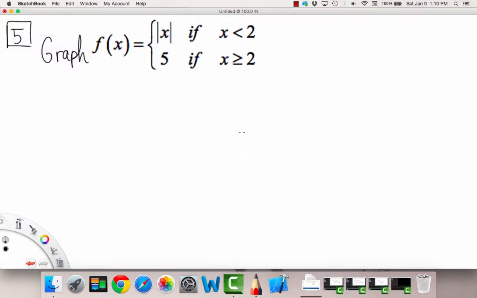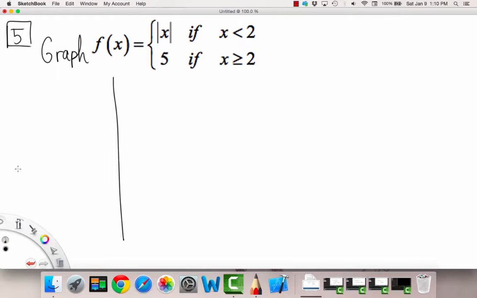Okay, now for the last problem, number 5. We're going to graph f of x, and we have a piecewise function. If our x is less than 2, we're going to have the absolute value graph showing up. But if our x is greater than or equal to 2, then we have a constant function of 5. 5 is the value of our function from there on out. Okay? So let's see what we're going to do with this.